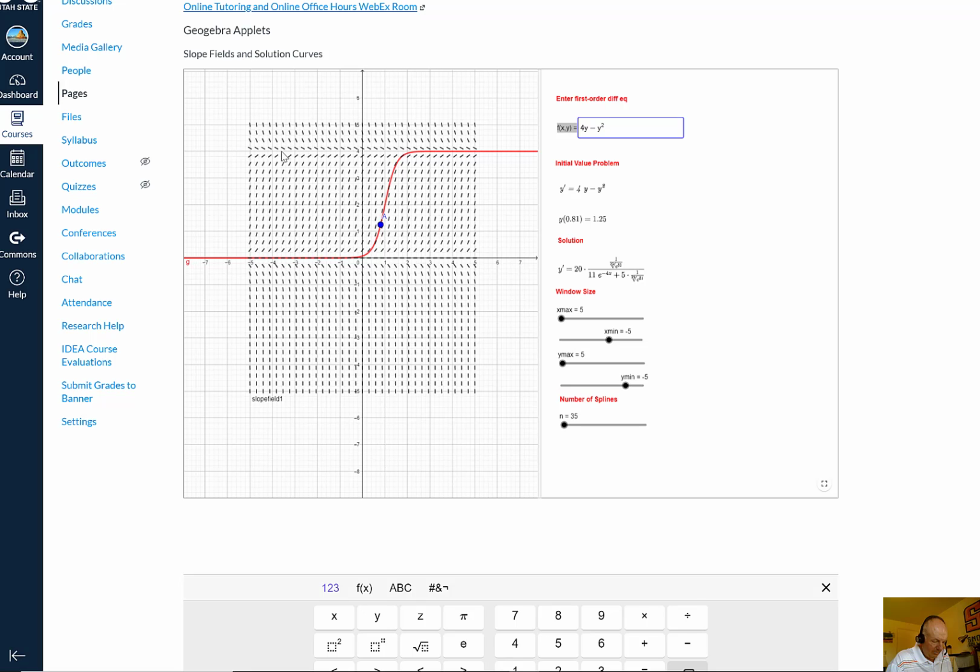And again, look at 4. That horizontal line would be a solution, right? As we mentioned, 0 and 4 are solutions. That's one part, and we see that with the slope field.